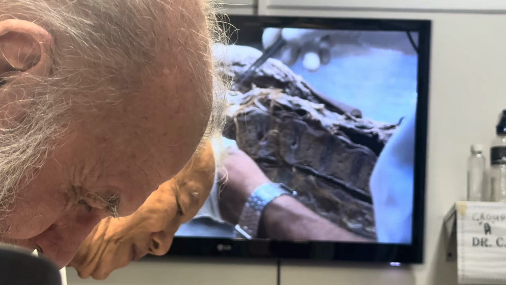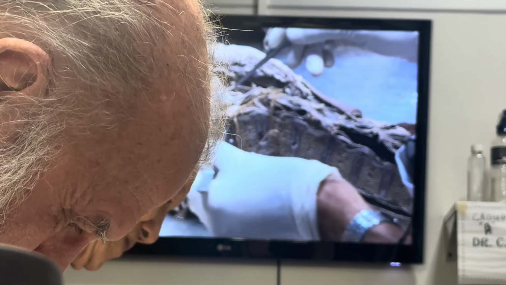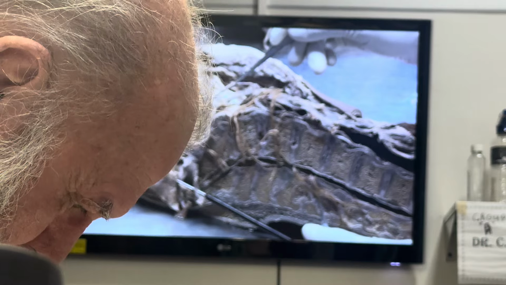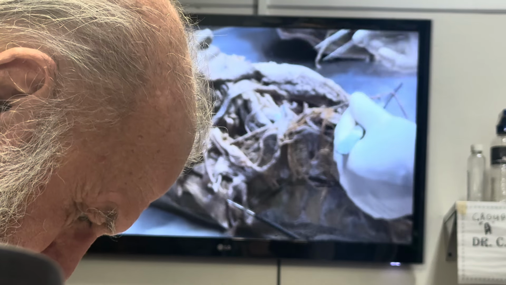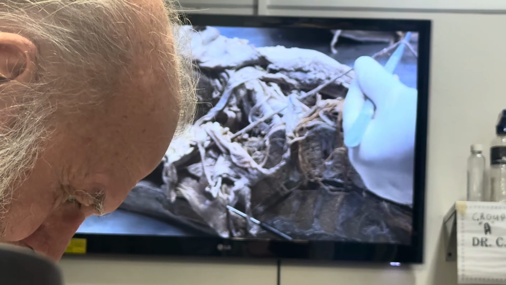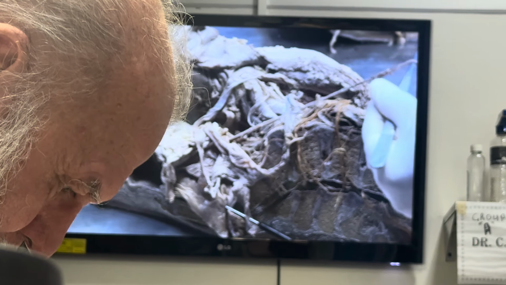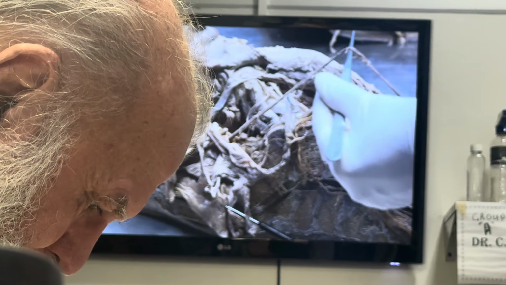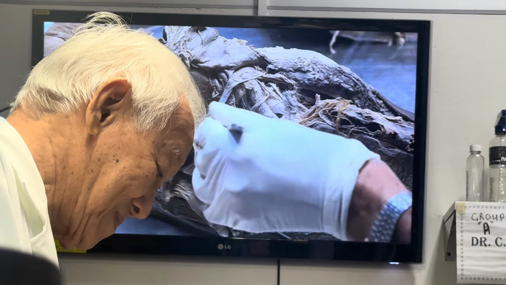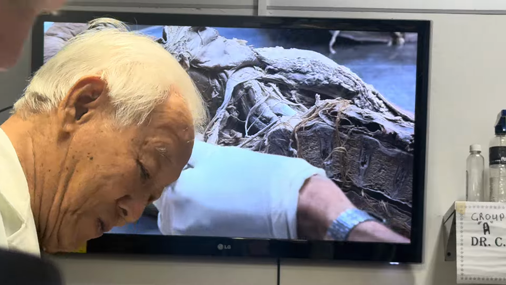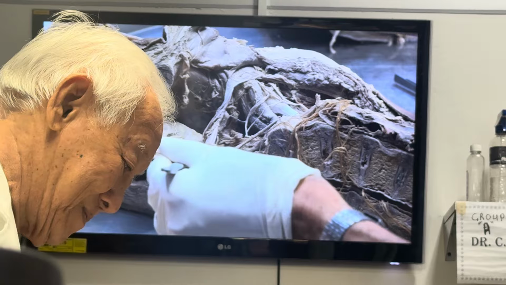We can find it because of this structure. You see that structure? Coming all the way from the kidney. This is the ureter. So you must be anterior. Yeah. And down here.